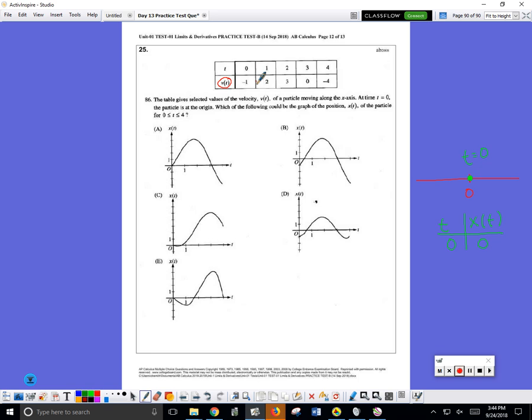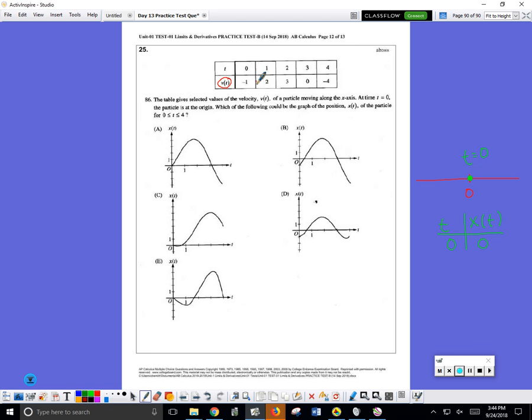So we got rid of A. We only have 2 choices left. Now what do we do? That's the question. Go to another point. What's happening at time equal 1? It's positive.